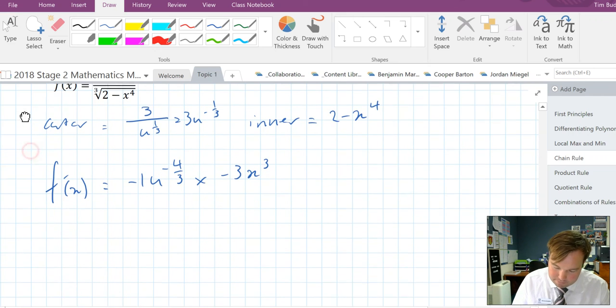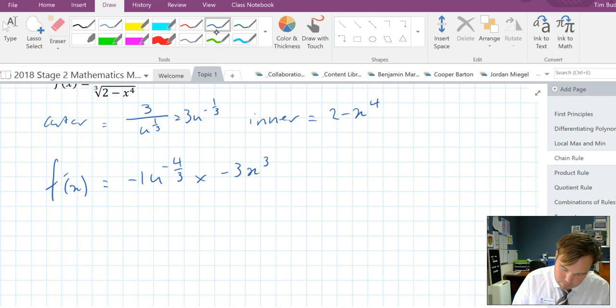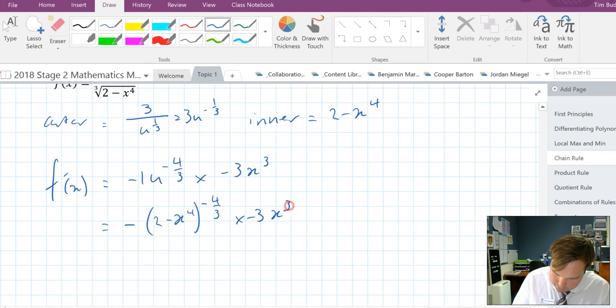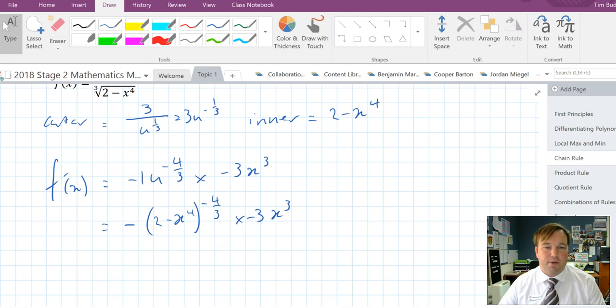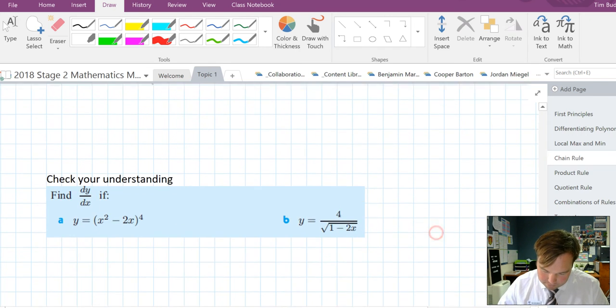Then sub back in, minus 2 take x to the 4 to the minus 4 on 3 multiplied by minus 3x3. And you're not expected to take it beyond that. If you wanted to, you could drop both the negatives, but honestly that's fine. The important thing is you differentiate the outer and then multiply it by the differential of the inner.